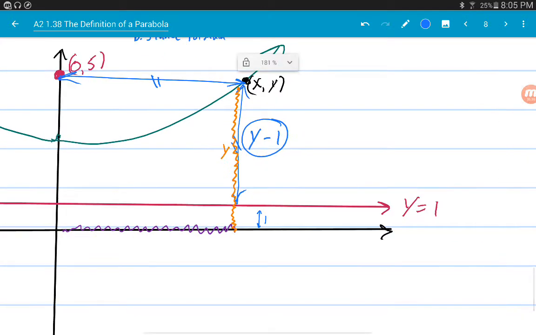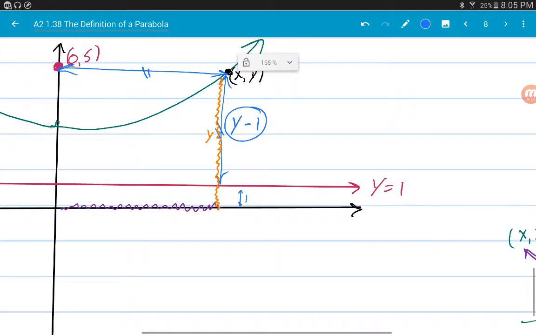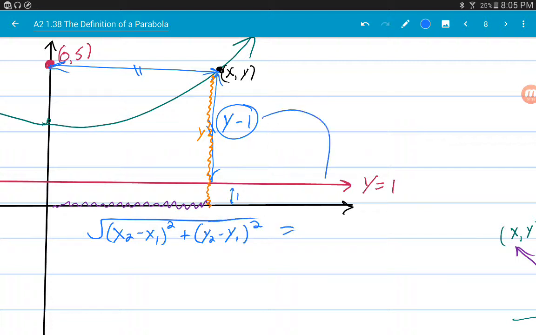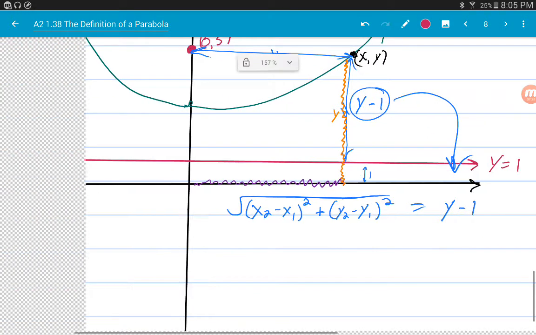Okay, so I'll finish this question. I'll do it quick. You can slow down the speed if you have any issues or you feel like I'm going too fast. I'm going to set up the distance formula, the square root of x2 minus x1 squared plus y2 minus y1 squared, and that's going to be equal to y minus 1. I need to decide which point is going to be which, and it doesn't matter.